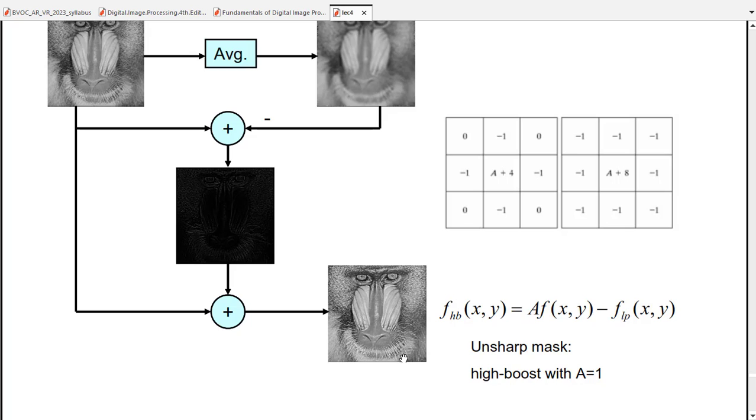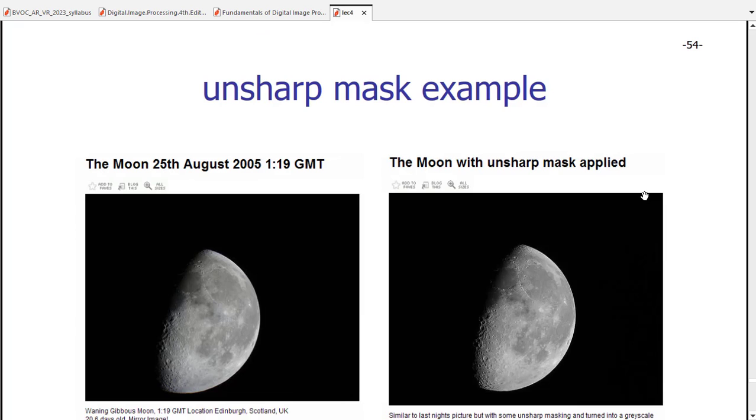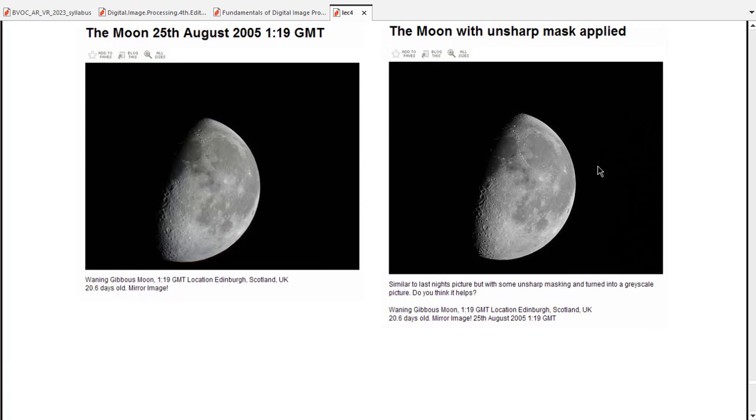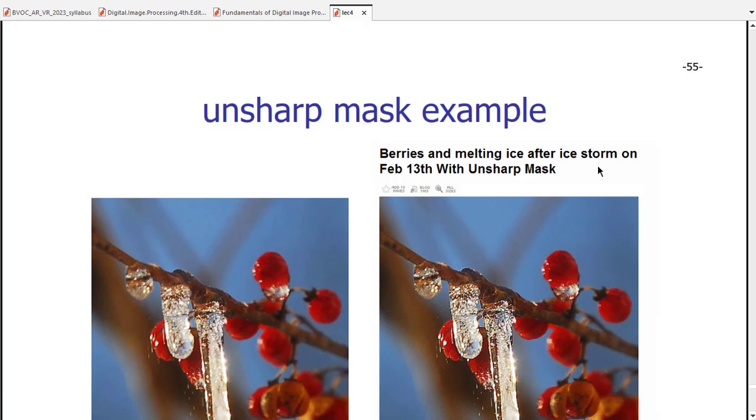Unsharp mask example: this is the moon of 25th August 2005. On this day, the moon is shown with the unsharp mask applied. This is the unsharp mask example.